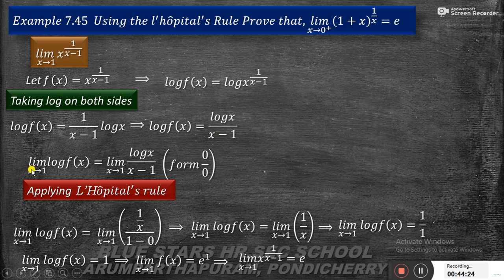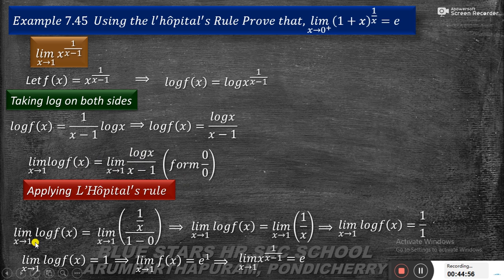So taking the limit on both sides, limit x tends to 1 log f of x equal to limit x tends to 1 log x by x minus 1. Applying the limit x equal to 1, log 1 is 0, 1 minus 1 is 0, so 0 by 0 indeterminate form, applying L'Hopital rule. L'Hopital rule means we differentiate the numerator and denominator. So we take this function and differentiate.